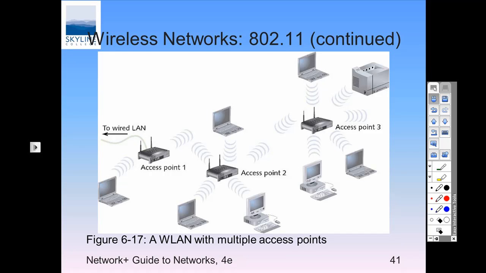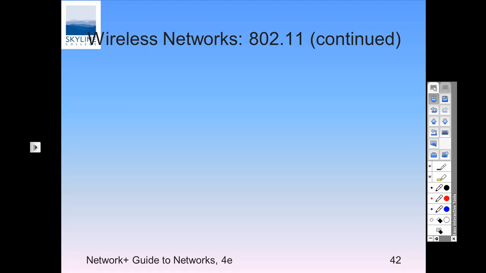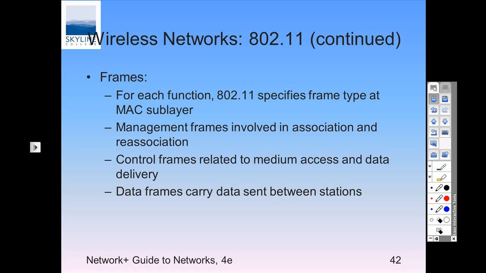A bunch of access points connect to the wired LAN, and Joshua asked, can we connect these things wirelessly? Yes. Is it going to be slower? Yes. Because back to 3 slides ago, every wireless transmission has to be acknowledged. So that's going to slow things down with all those acknowledgments.